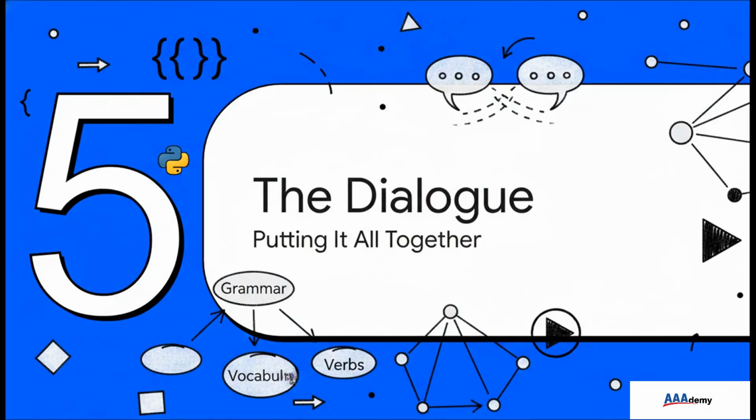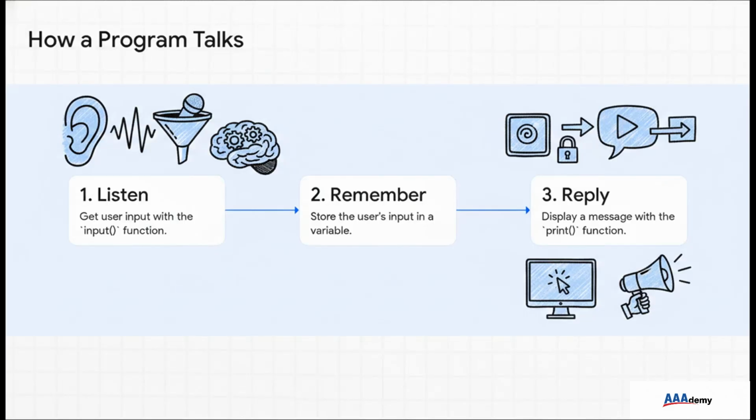All right, we have the grammar, we have the vocabulary, we have the verbs. I think it's time. Let's put all these pieces together and actually have that first conversation we talked about. You know, a simple conversation with a computer is really just a three-step dance. First, the program has to listen. It gets information from the user with the input function. Second, it needs to remember that info by putting it into a variable, our labeled box. And finally, it replies using the print function to show a message on the screen.